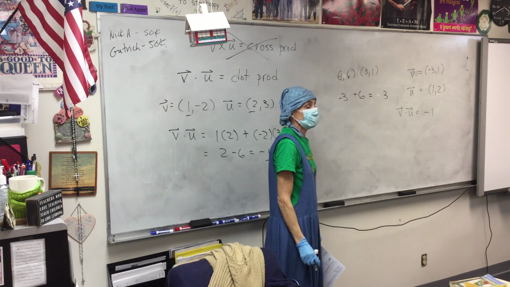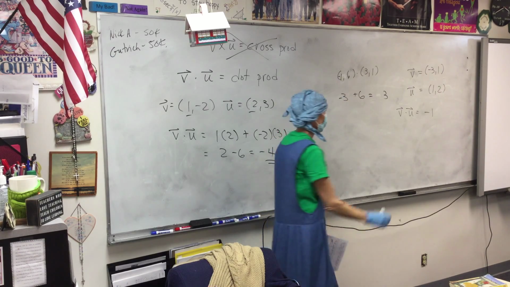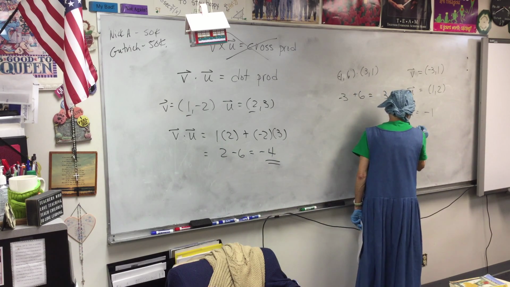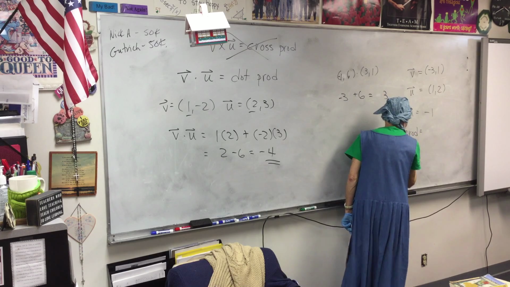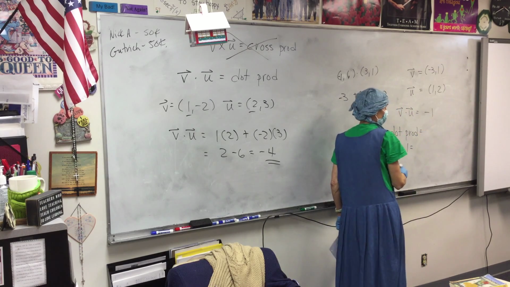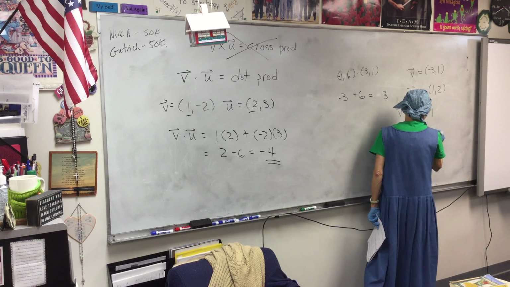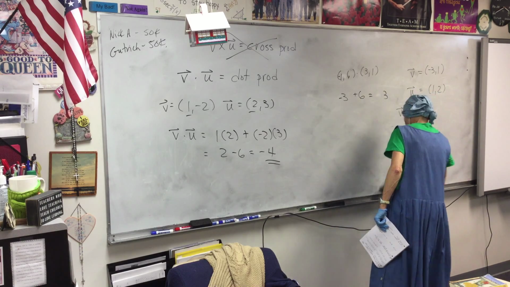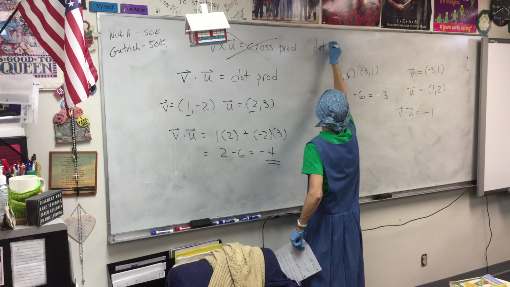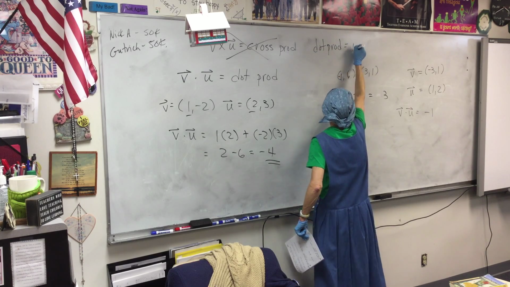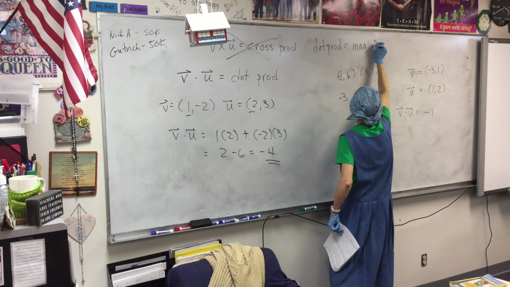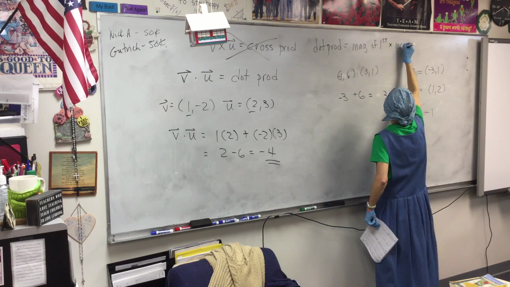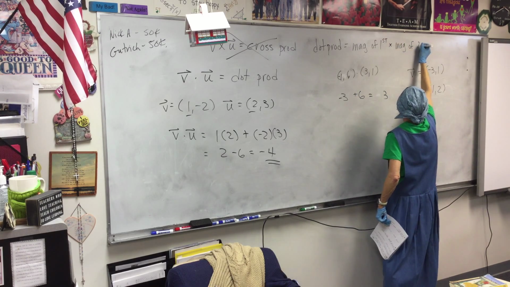Now, here is the new rule. The dot product, which you already know is negative 1. You already figured that out. Equals the magnitude. Now, let me write this where I have more room. The dot product equals the magnitude of the first vector times the magnitude of the second vector.